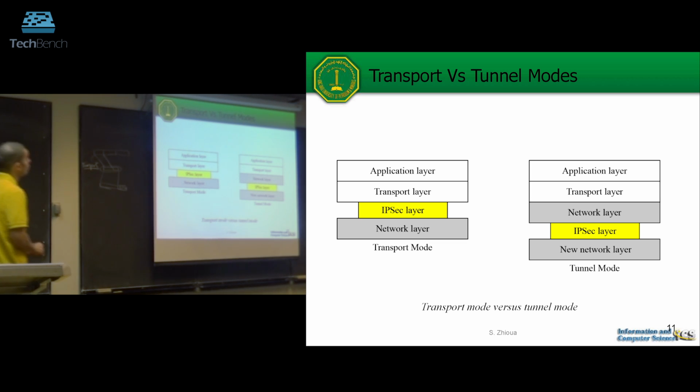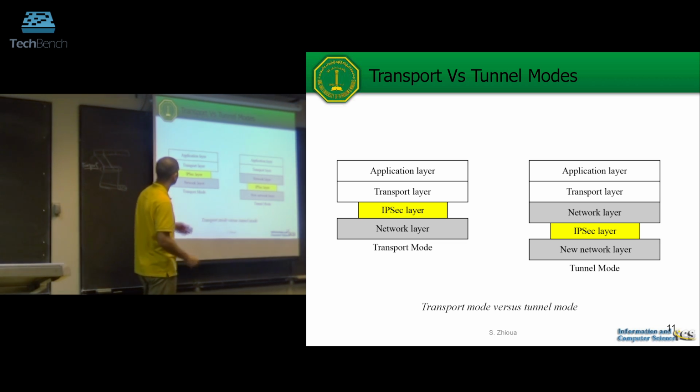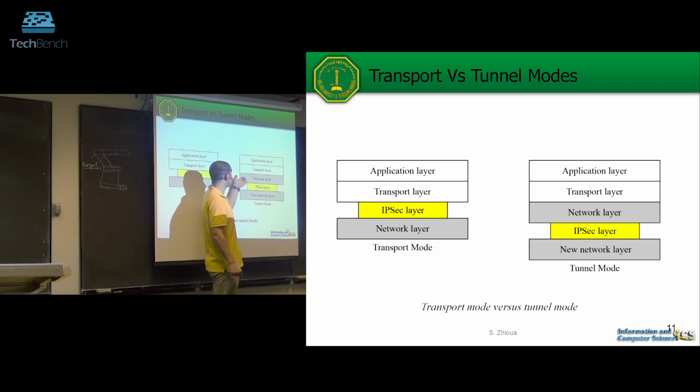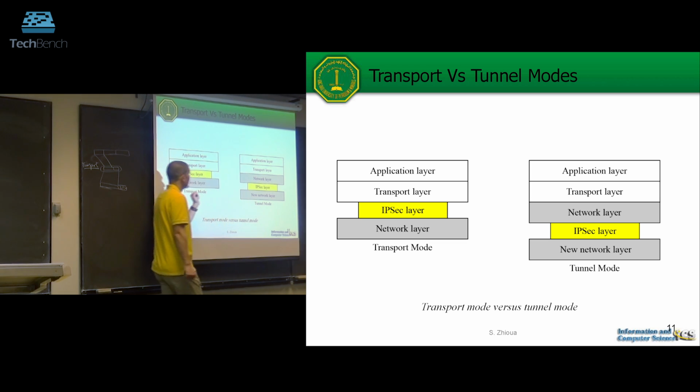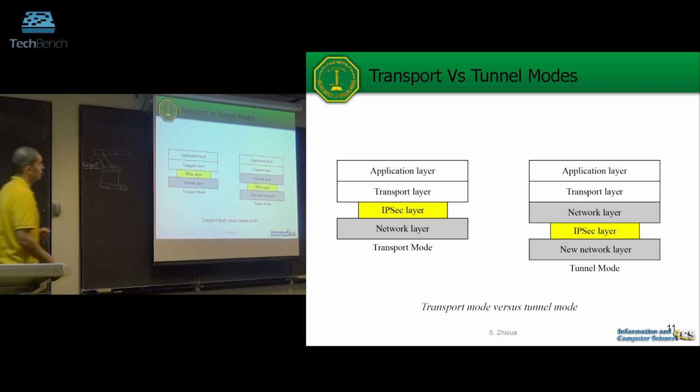So here, this shows you the difference. In transport mode, the IPsec layer sits between the transport layer and the network layer. In tunnel mode, it is something internal to the network layer. It doesn't involve any other layer.